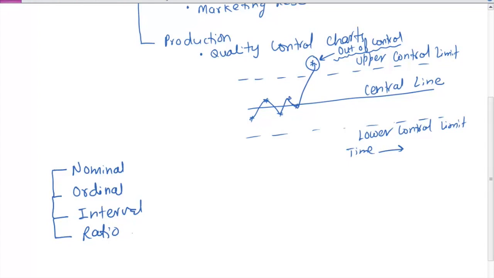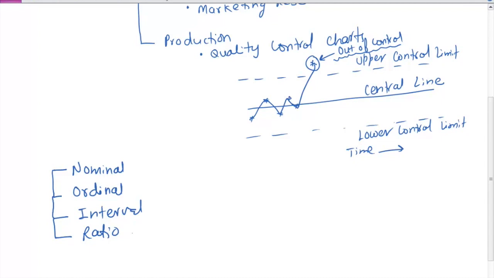There is a saying that if the only tool you have is a hammer, then every problem looks like a nail. We cannot solve every problem by the same tool. We need to understand that different tools can be used more effectively in different situations. So that's why, to start with, it is important to understand what type of data we have.